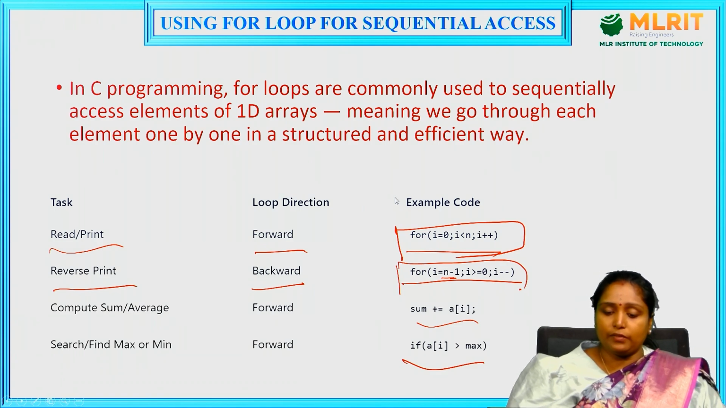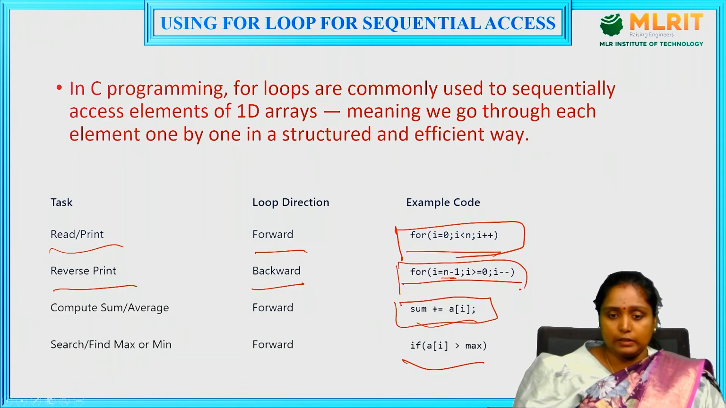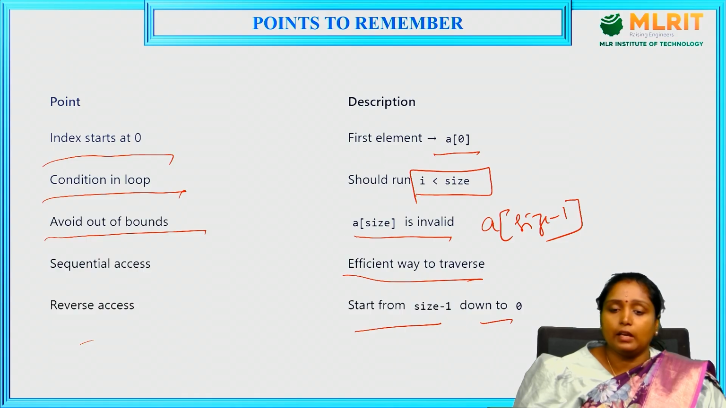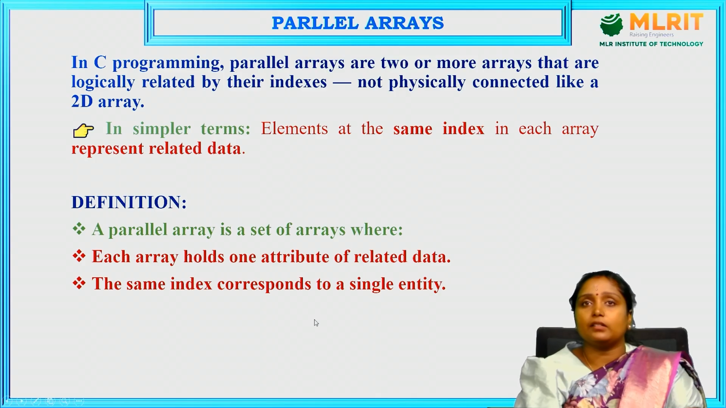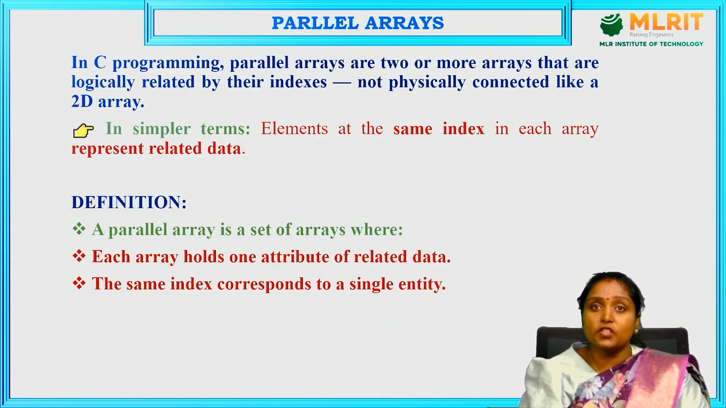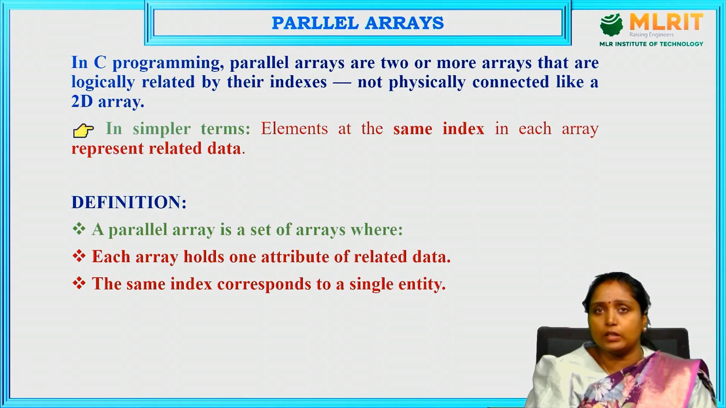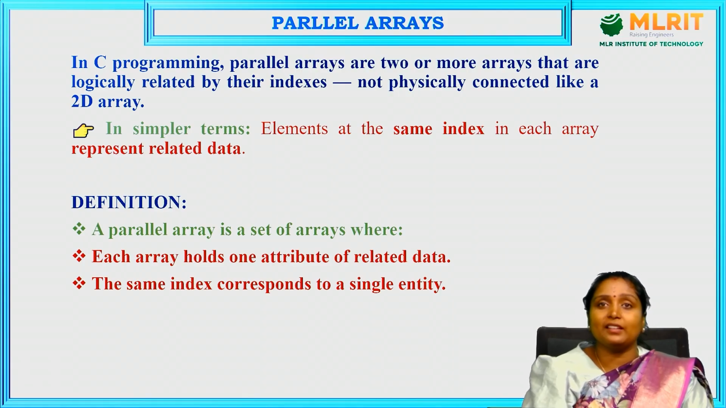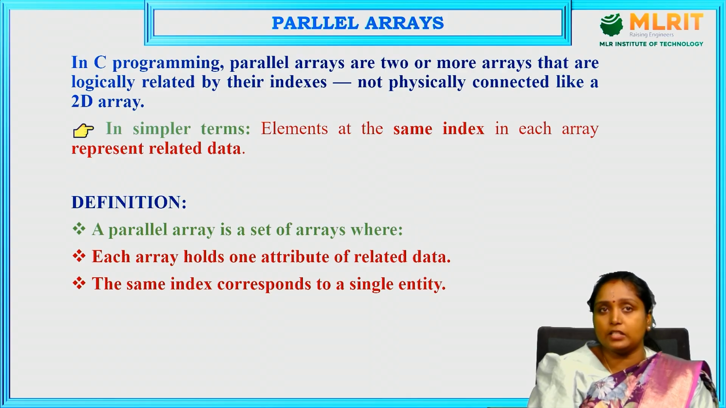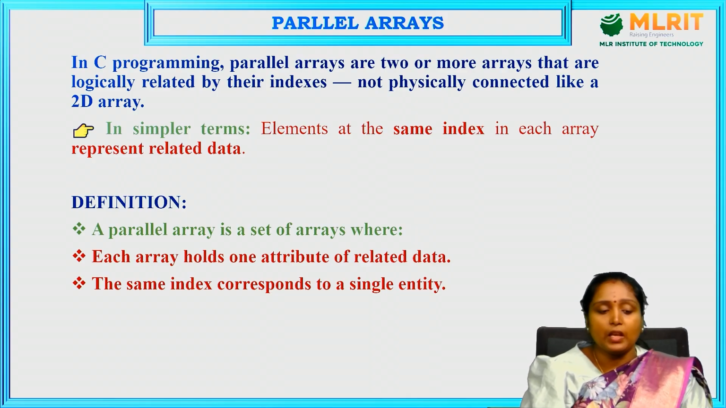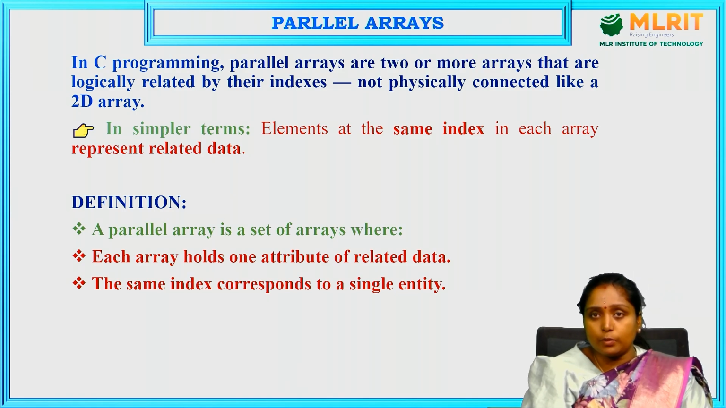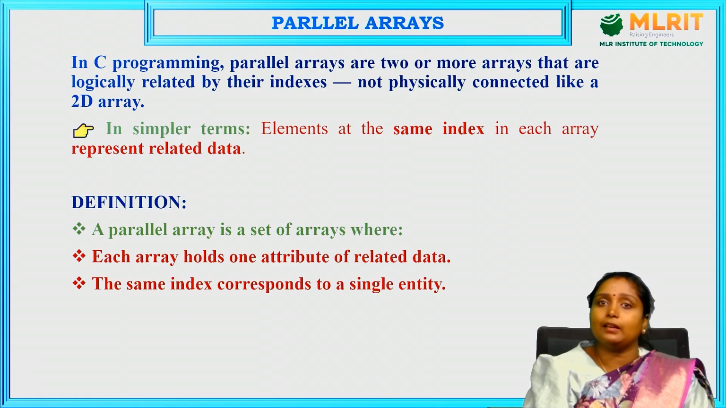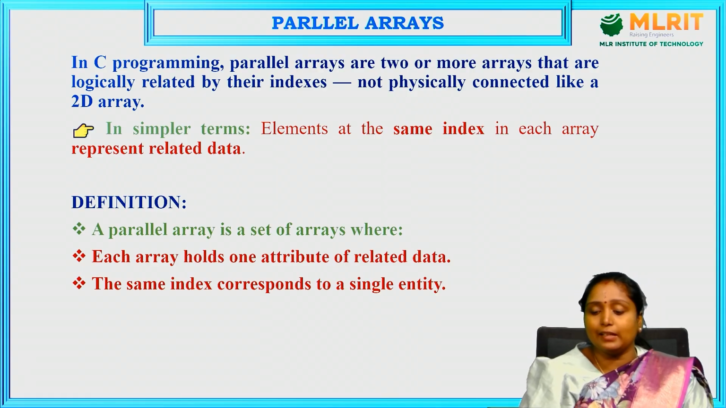So this is how we have seen using for loop for sequential access, and these are the points to remember. What are parallel arrays? Parallel arrays are two or more arrays that are logically related by their indices, not physically connected like a 2D array. In simple terms, elements at the same index in each array represent related data. A parallel array is a set of arrays where each array holds one attribute of related data, and the same index corresponds to a single entity.